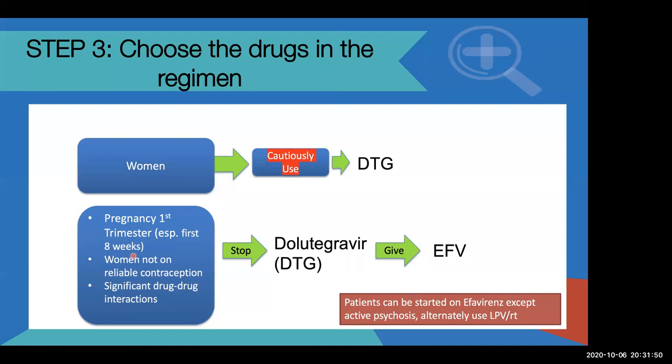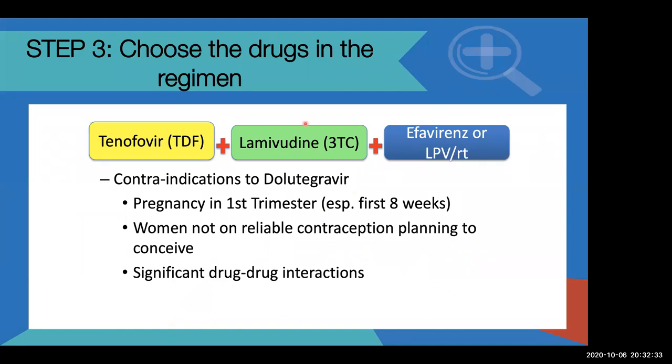But the key message here is that where you cannot use dolutegravir for whatever reason, whether it's pregnancy-related or drug-drug interactions, efavirenz then becomes your drug of choice. But remember, active psychosis, so someone who's delusional or hallucinating, that's an absolute contraindication to the use of efavirenz, right? Alternately, you would give them lopinavir, ritonavir. So where you cannot use dolutegravir, you need to choose between efavirenz and lopinavir, ritonavir. If your patient is neuropsychiatrically stable, then efavirenz is a drug that you can use. So again, you'll give tenofovir, lamivudine, and a choice between efavirenz and lopinavir, ritonavir.